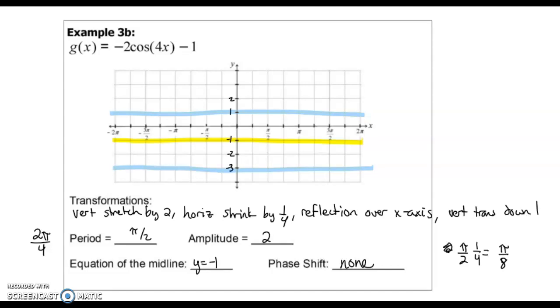Okay, so now cosine normally starts up, but with the reflection, it's going to start down. So when there's no phase shift, it starts down. And then every pi over 8, it's going to hit one of its critical points. This is pi over 4, so pi over 8 would be right in here. I'm just going to hit its max, and then the midline, and its minimum. So you see it completes one cycle, or one period, from 0 to pi over 2.